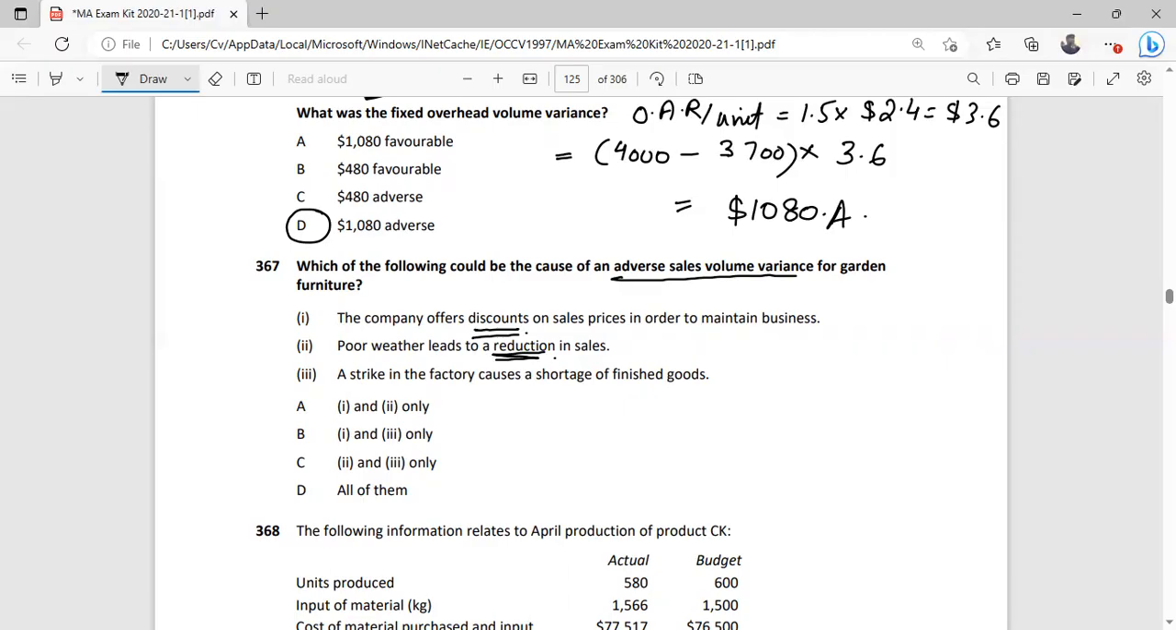A strike in factory causes a shortage of finished goods. If there will be a shortage of finished goods, it means you will be unable to sell more units in comparison with the budget. That's why there could be an adverse sales volume variance. So the correct option could be second and third, but not the first one.